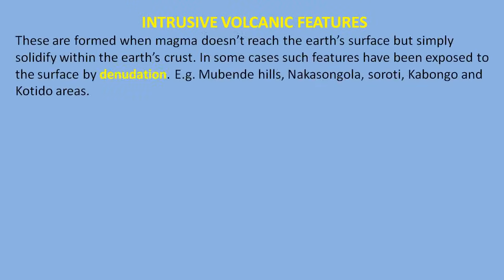We move on. Now we move on to the intrusive volcanic features. We've been looking at extrusive things outside. Now I want to look at things inside, intrusive volcanic features. And this will conclude our lesson today. These are formed when magma does not reach the Earth's surface, but simply solidifies within the Earth crust. In some cases, such features have been exposed to the surface by denudation. For example, we have quite a number in Mubende and Nakasongola, and these are examples within East Africa. Across the world, there are quite a number.